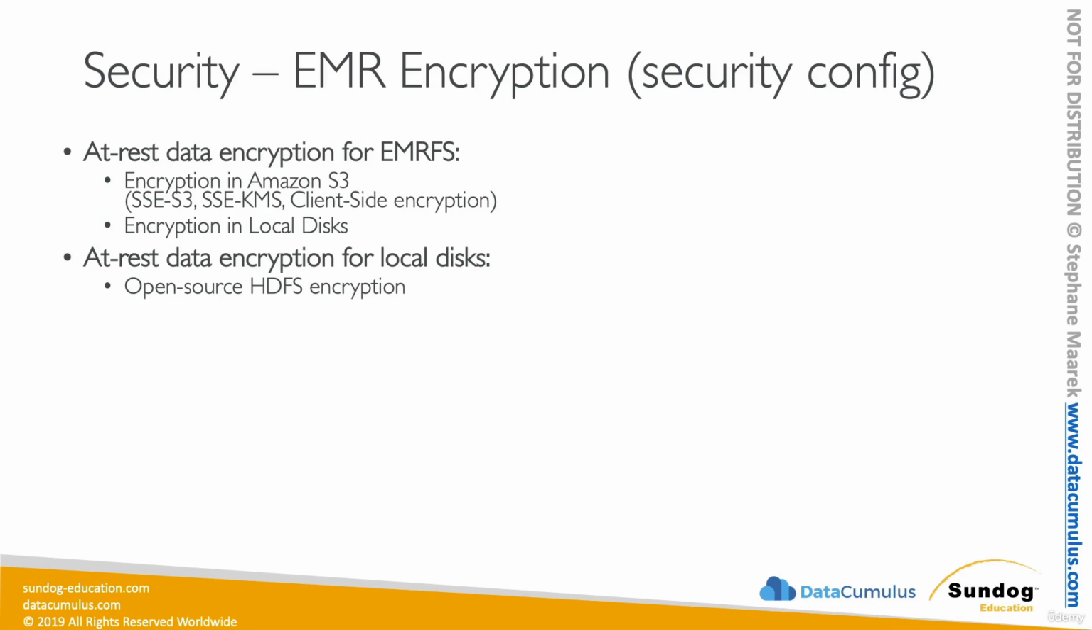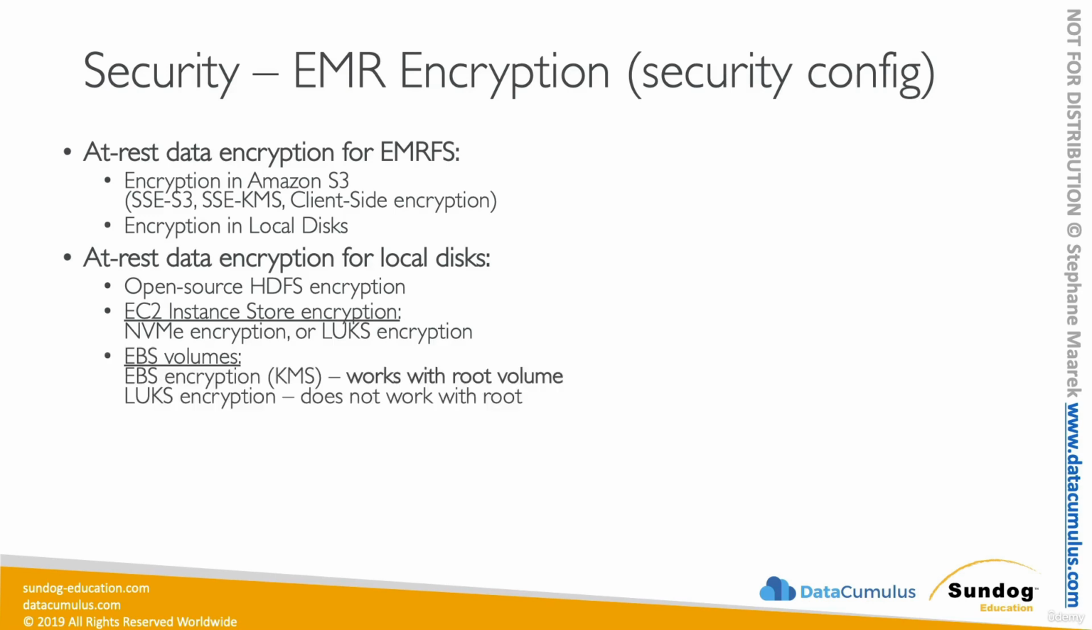But you can also use some more AWS native encryption mechanisms. So if you have an EC2 instance store, which means that your storage is attached physically to your EC2 instance, then you can use NVMe encryption or LUKS encryption. Okay, remember these 2 things. And next, if you have an EBS volume, which means that your storage is not physically attached to your EC2 instance, it's attached through the network, then you can have EBS encryption, the native encryption using KMS.